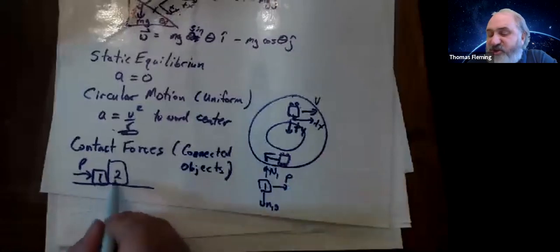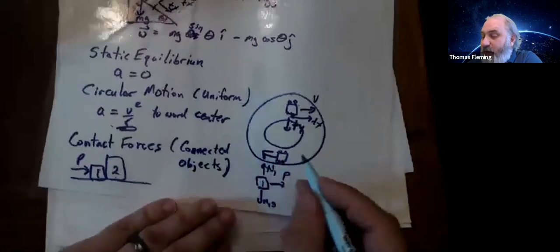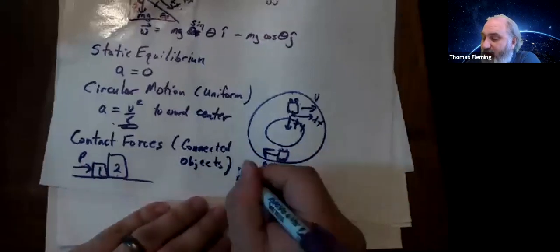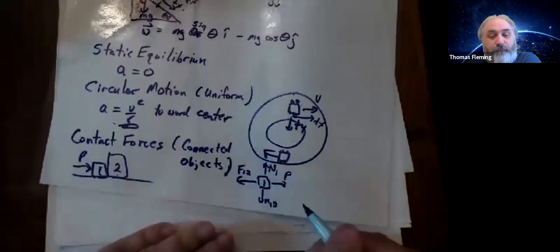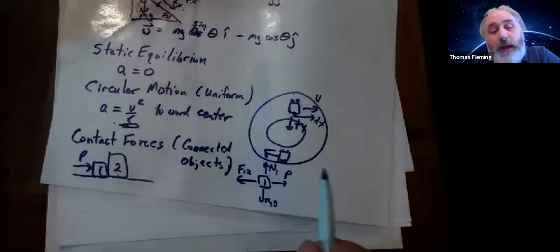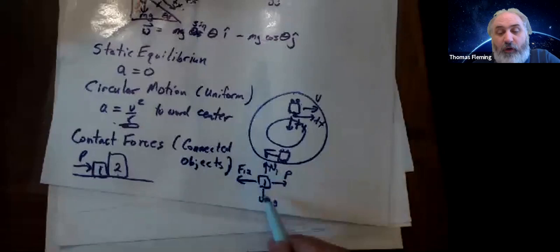But it's also touching object 2. Because it's touching object 2, there's going to be a force from object 2, and it's going to push it to the left. I'll call that F12. You can call it whatever you want. Those are the 4 things that are touching object 1: me, the floor, gravity, and object 2. So there are 4 forces on it.